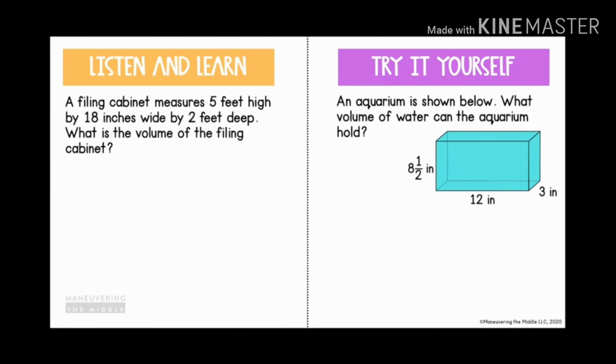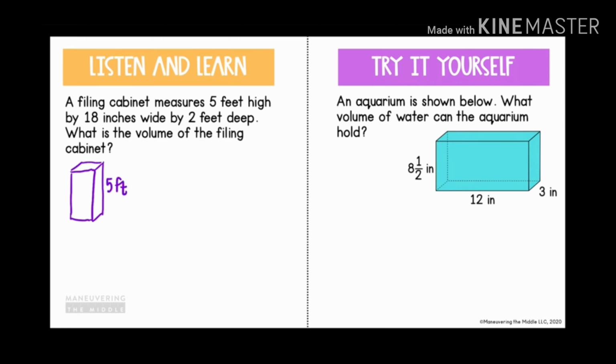A filing cabinet measures 5 feet high by 18 inches wide by 2 feet deep. What is the volume of the filing cabinet? Okay, now this one doesn't show a picture, and I personally love to draw a picture, even if it's not a very good drawing, because it helps me to understand and picture in my mind what's actually happening in the story problem. A filing cabinet measures 5 feet high, so I'm going to label my filing cabinet as 5 feet by 18 inches wide by 2 feet deep.